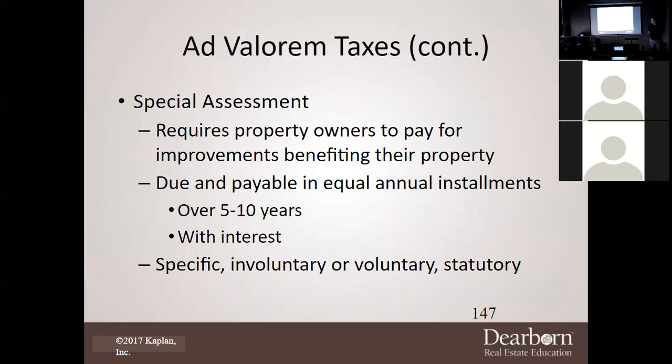Okay. Now there also is the special assessment tax, and this requires property owners to pay for improvements that are benefiting their properties. So like a new road, or maybe new gullies, or things of that nature being installed. These are going to pay for the improvements benefiting the property. They, of course, are going to be due and payable in equal annual installments, normally over about a 5 to 10 year period, but with interest. Again, these are specific. They could be voluntary or involuntary, but they're also statutory liens.